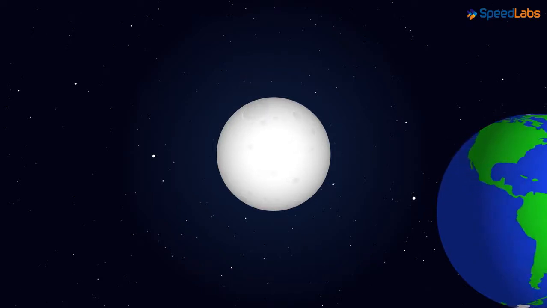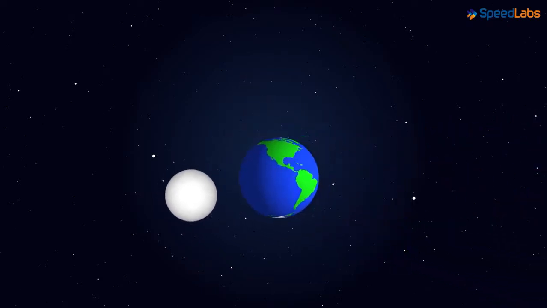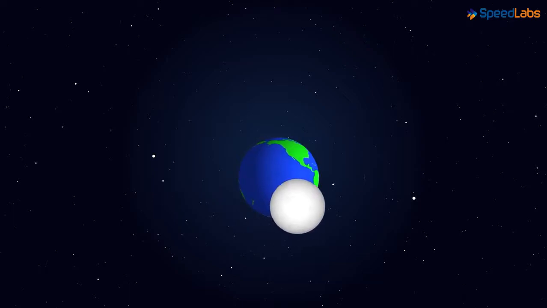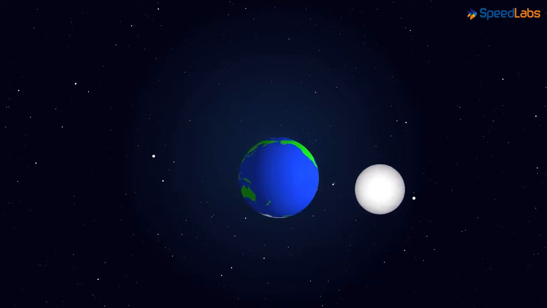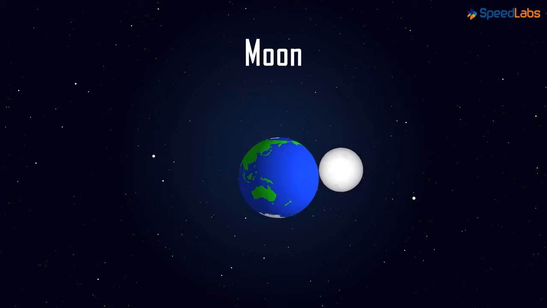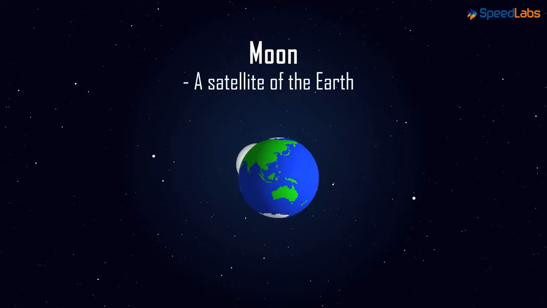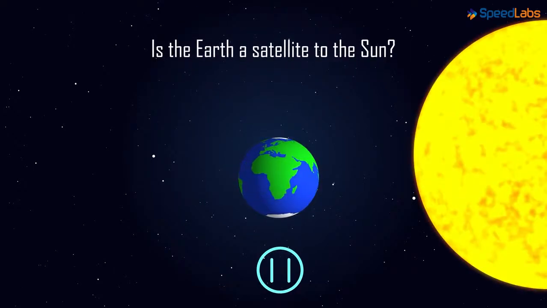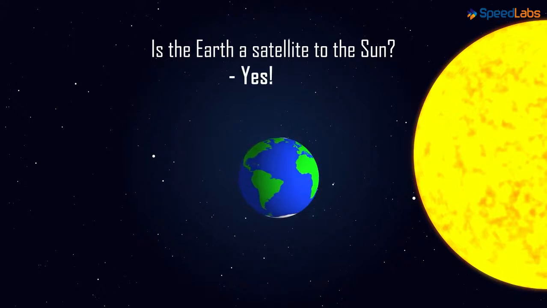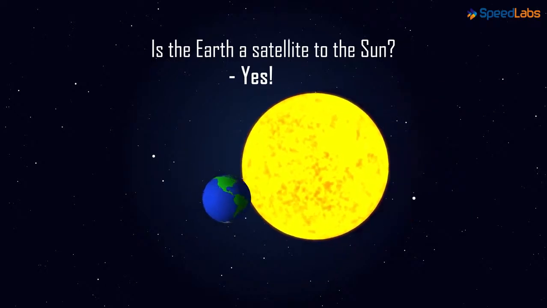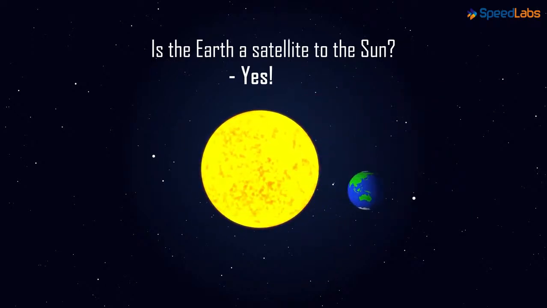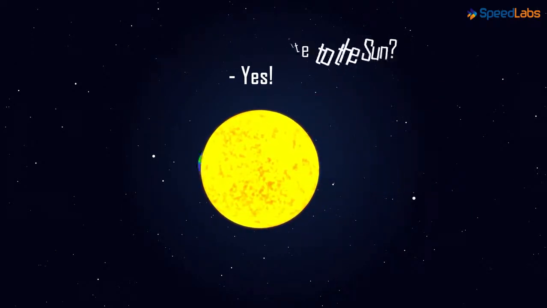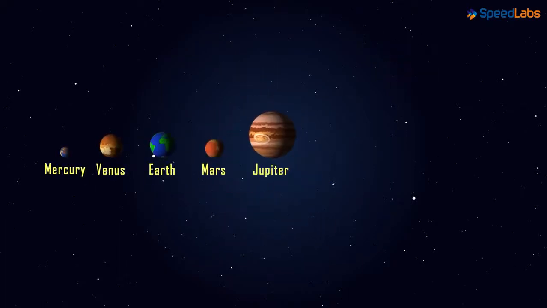Let's see what it means then. A satellite is a celestial body revolving around another celestial body. Since the moon is traveling around the Earth, we consider the moon to be a satellite of our Earth. Let me ask you a question now. Is the Earth a satellite to the sun? If your answer is yes, then you're right. Since the Earth revolves around the sun, the Earth is a satellite to the sun. We shall now cover the different types of planets in the next lesson.